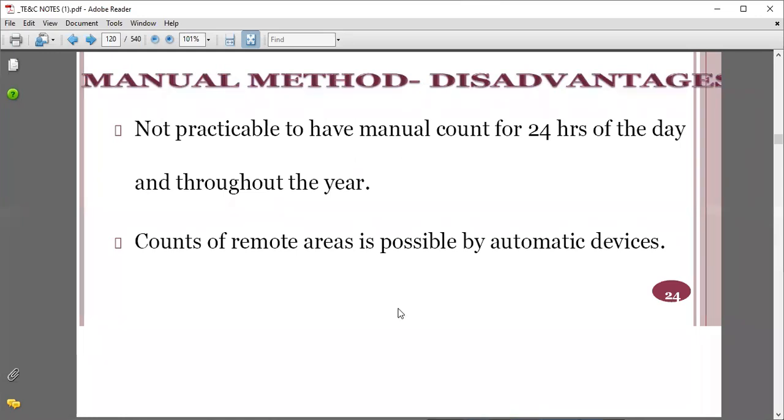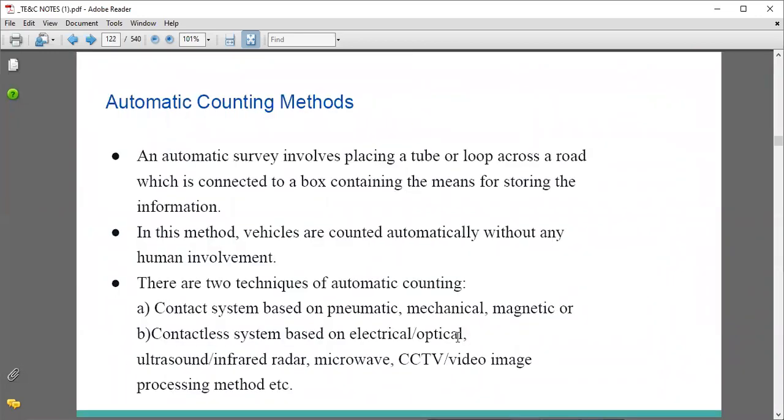And for that purpose, to overcome this disadvantage, we have to move towards the automatic counting devices. Okay, so we'll see what the automatic counting devices are. So there is an automatic counting method. We'll see what this is.